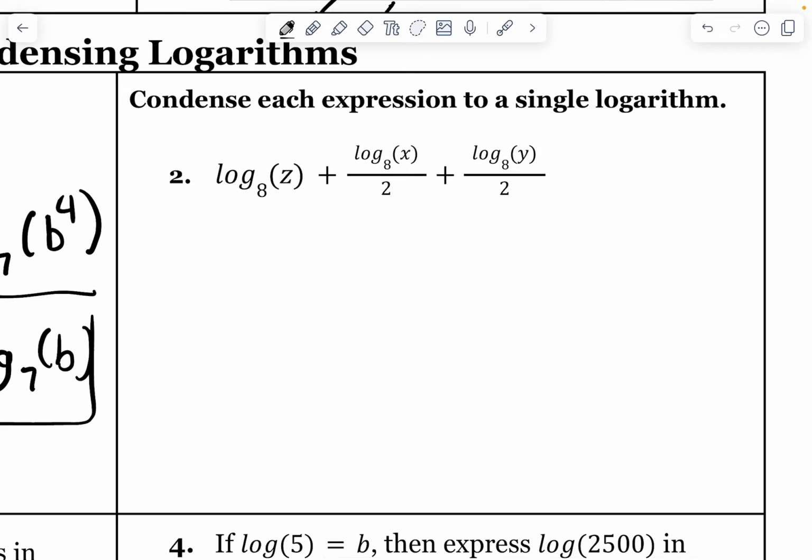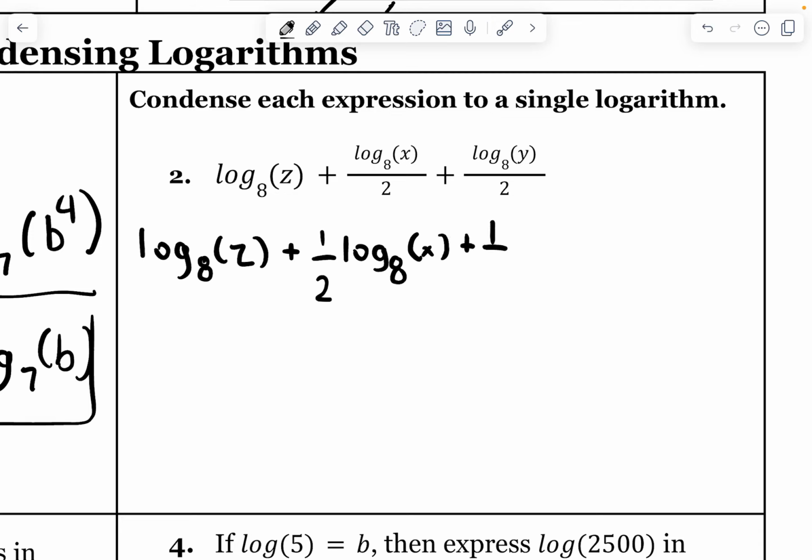And here you are doing the opposite. You are condensing. So you have log base 8 of z plus another way of writing this down, and I tried to help you out before your quiz or before your test to remind you that another way to write this would be as 1/2 times log base 8 of x plus 1/2 log base 8 of y. Okay, and then we notice that all of the terms are being separated by addition, and so we are able to join the arguments by multiplying them together.